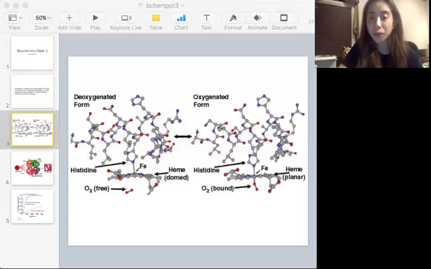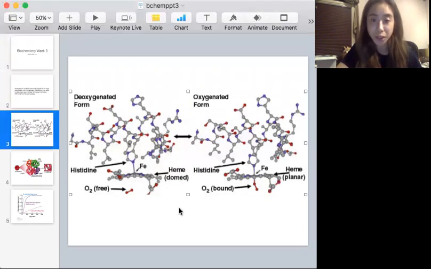So a heme group is non-planar when the oxygen is not bound to it. The iron atom is out of the plane of the porphyrin ring towards the histidine residue. This is the non-planar configuration of deoxygenated hemoglobin that is called the dome shape, as you can see on the bottom over here.